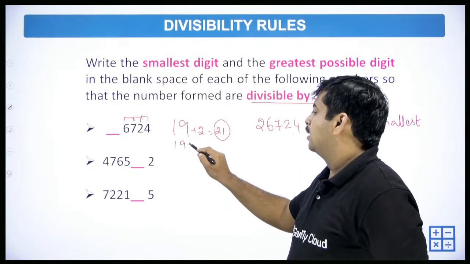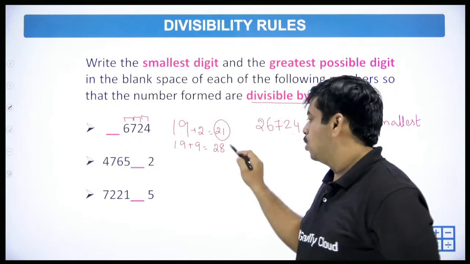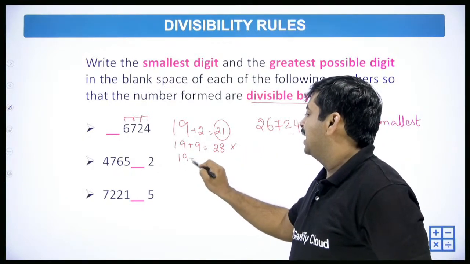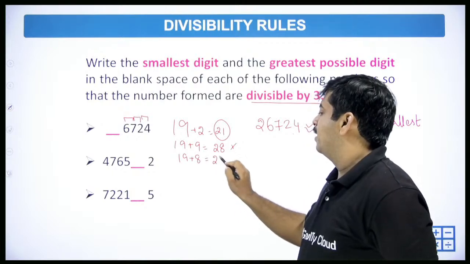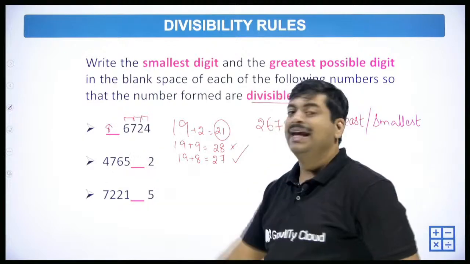19 plus 9, 28. Is it divisible by 3? No. 19 plus 8, it is 27. Is it divisible by 3? Yes. So the other number we can keep here is 8.